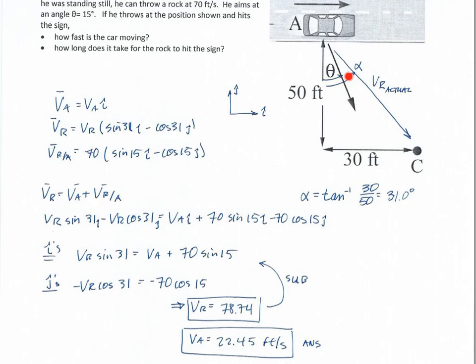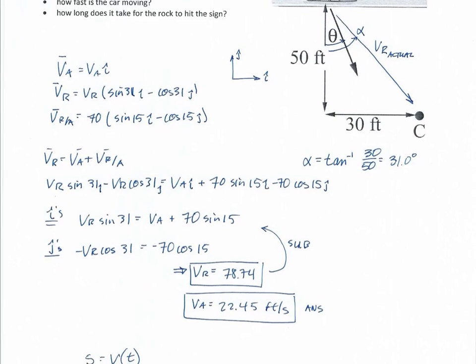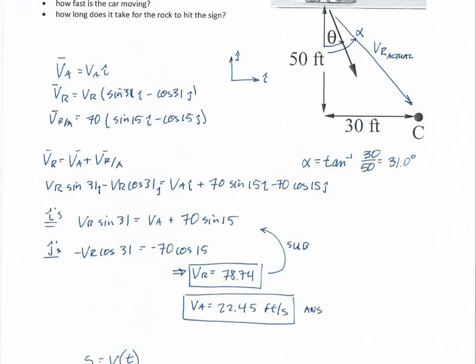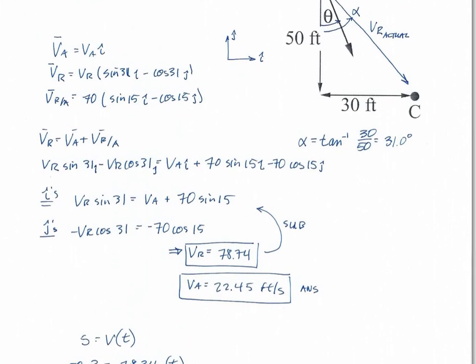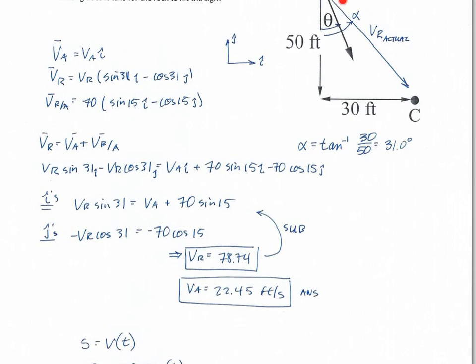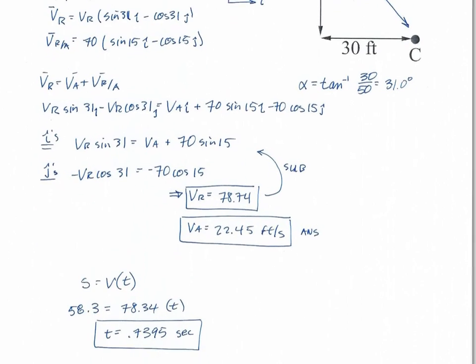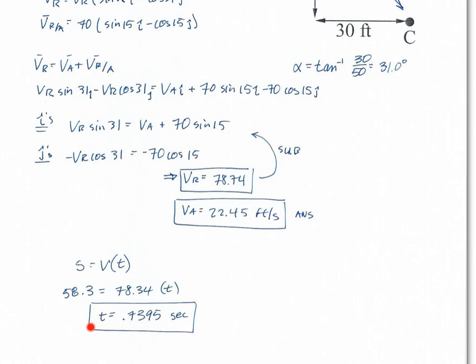I called it angle alpha, 31 degrees, and did sines and cosines there instead of the ratio method, just so that you can see the slight difference. But all of these things are set up exactly the same. You combine terms, and you get velocity of A is 22.45. And the time is, again, slightly different. The distance is going to be the same right there, but because the velocity of the rock was slightly different, we had a slightly different time, and that was 0.7395.